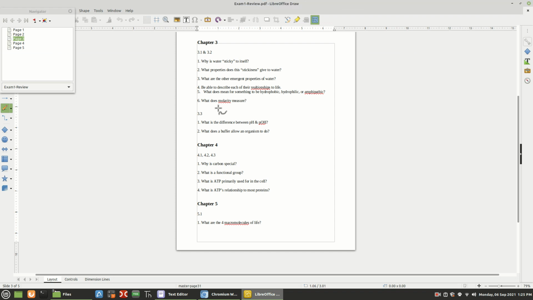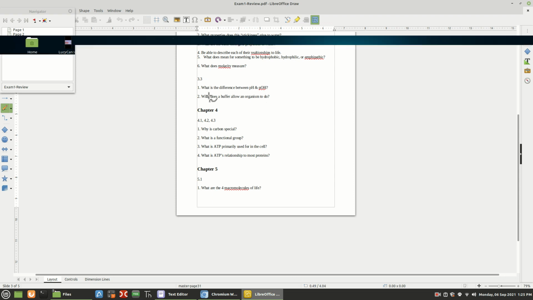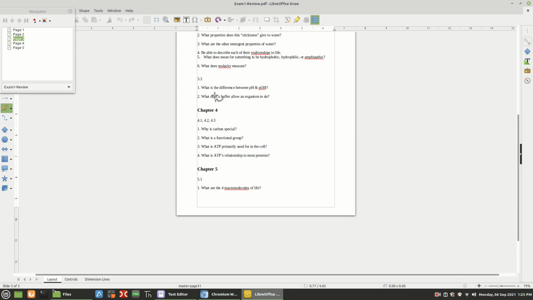Molarity, I'm not going to answer this question. It's a chemistry question, but I'm not going to ask number 6. I also did not get into pOH and pH, so I won't be asking number 1, though I may cover that again later, or buffers. So these two I will not put on the test, but they will probably come into play at a later point in the class.